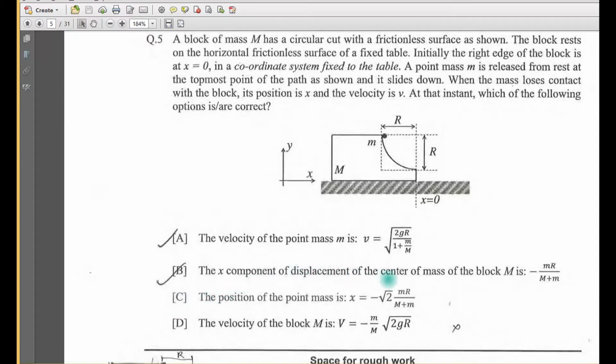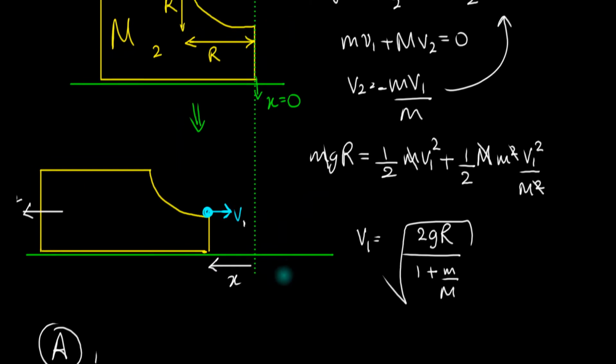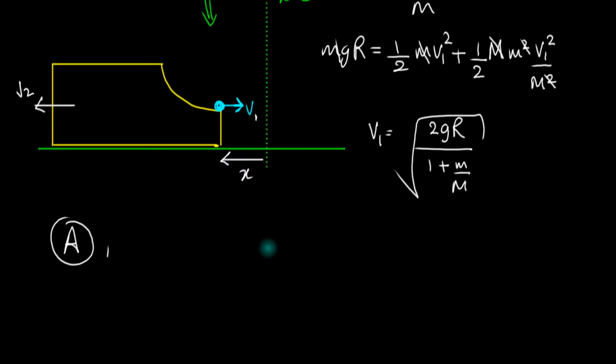The x component of the displacement, okay, that's the next thing. Displacement is what I want. To calculate displacement, I'm going to use the fact that the center of mass displacement must be 0. That should be the same as m times the displacement of the first mass plus capital M times the displacement of the second mass.